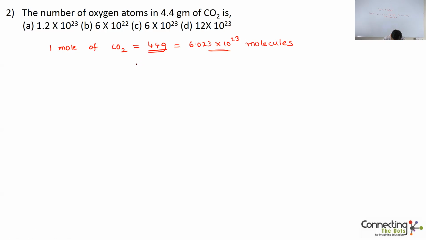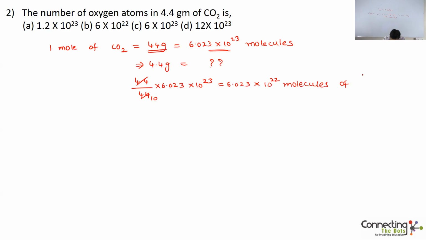Now we have to find out how many molecules will be present in 4.4 grams. So 4.4 grams will have how many molecules? It will be 4.4 divided by 44 multiplied by 6.023 times 10 power 23. So it will be times 10 power minus 1, which is equivalent to 6.023 times 10 power 22 molecules. So these many molecules of carbon dioxide are present.